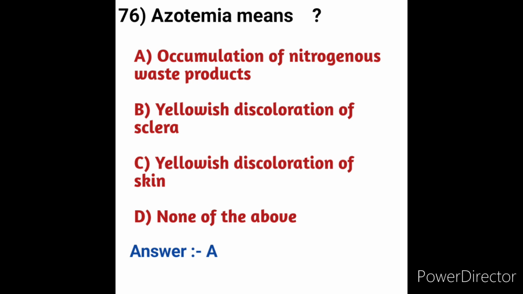Azotemia is a biochemical abnormality defined as elevation or buildup of nitrogenous products and creatinine in the blood and other secondary waste products in the body. So here option A, accumulation of nitrogenous waste products in the body. Option A is the correct answer. Next we will move on to question number 77.